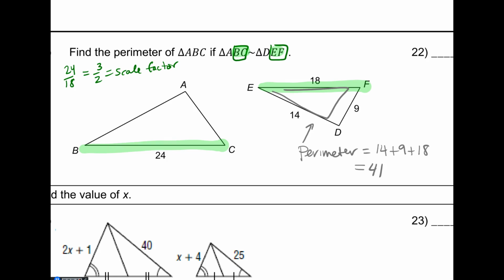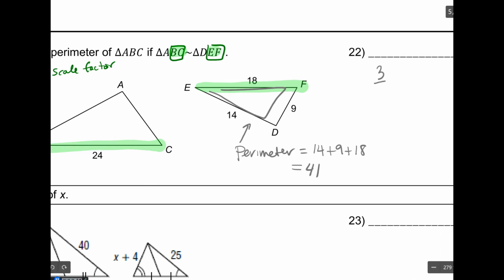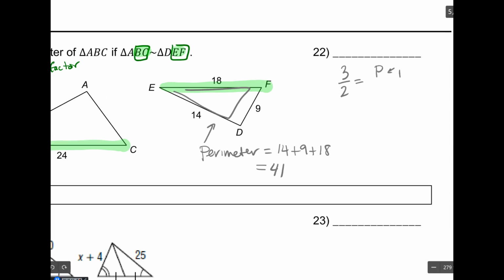And keep in mind, for the scale factor, I did 24 over 18. So I did the bigger triangle over smaller. So when I do the ratio for the perimeters, I'll do the perimeter of the big triangle over the perimeter of the smaller. So the scale factor is 3 over 2 because it was the bigger triangle over smaller. So I'll do bigger perimeter. I don't know what it is, I'll just say capital P. That's the perimeter of triangle ABC, over the perimeter of the smaller, which is 41.